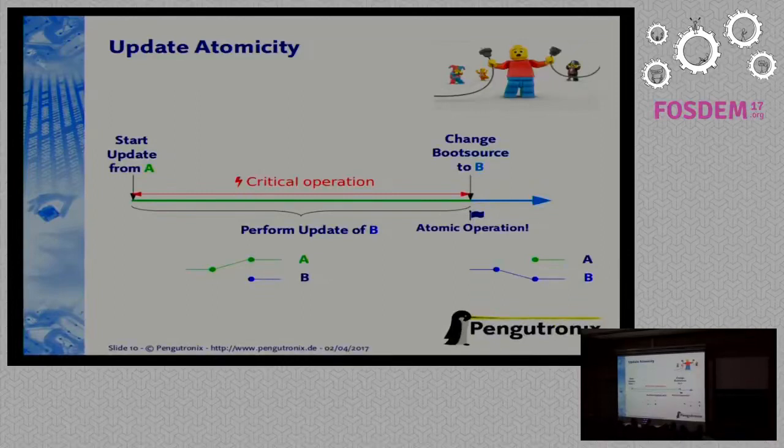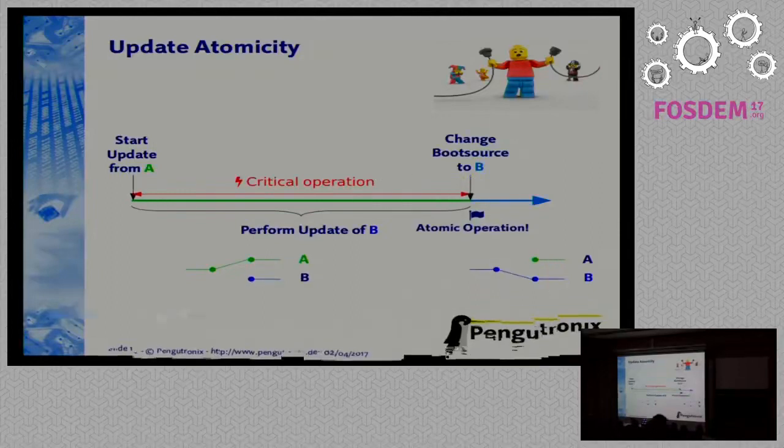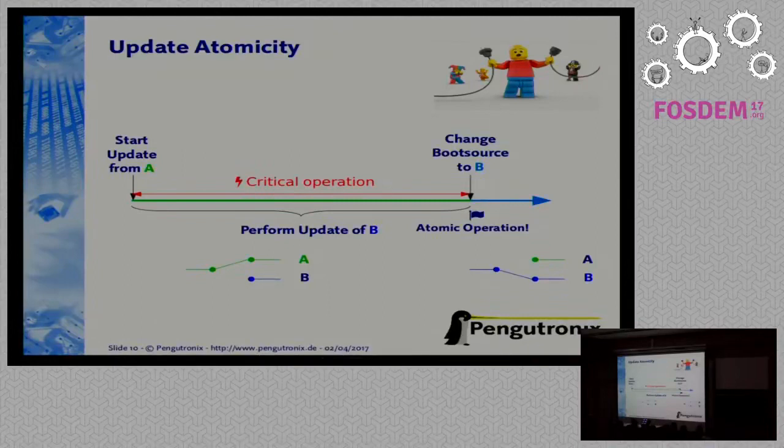Here's an example. You start your update from your running partition A, and you have to see the entire update as a critical operation. If something fails during this, then you have to roll back, or you will break your device. So what you normally have is some kind of switch where you can say, okay, boot from system A, and then you turn the switch over and say, now boot from system B. This is normally done in the bootloader. And this operation has to be done at the very, very end of the update process, as the last operation. Only there you can be sure that your update was performed successfully. And it should itself be an atomic operation, of course.